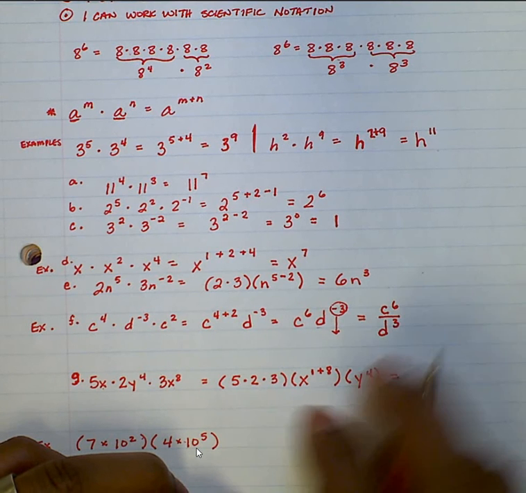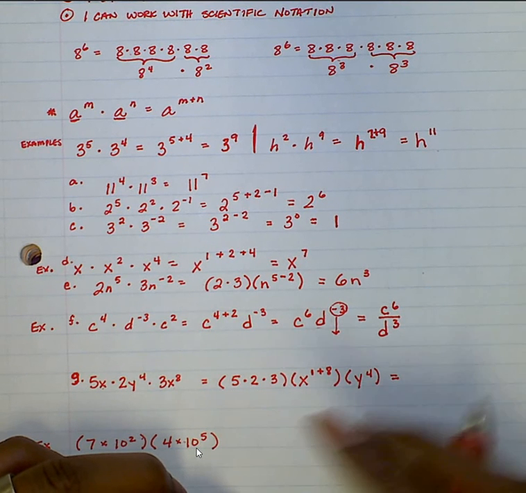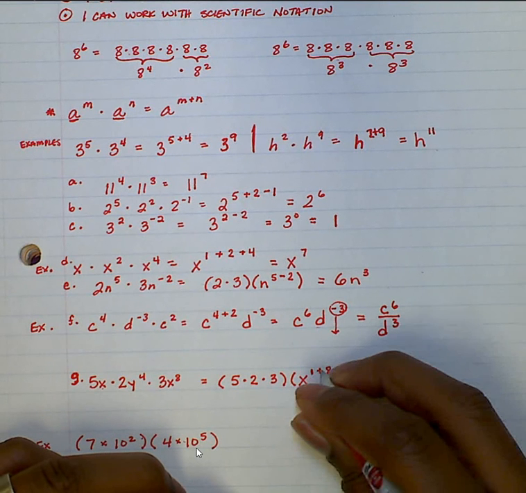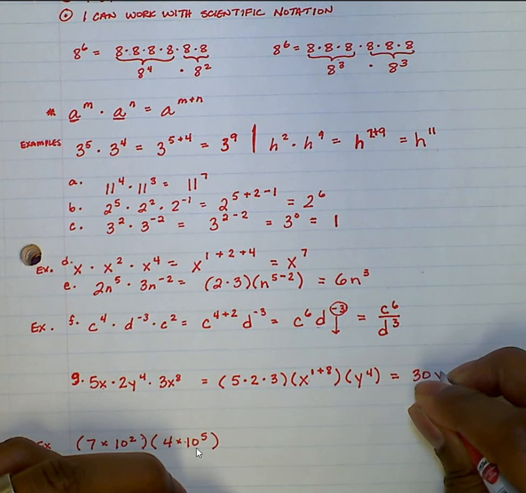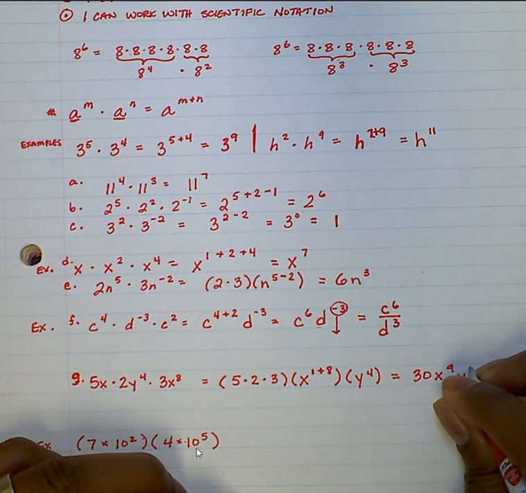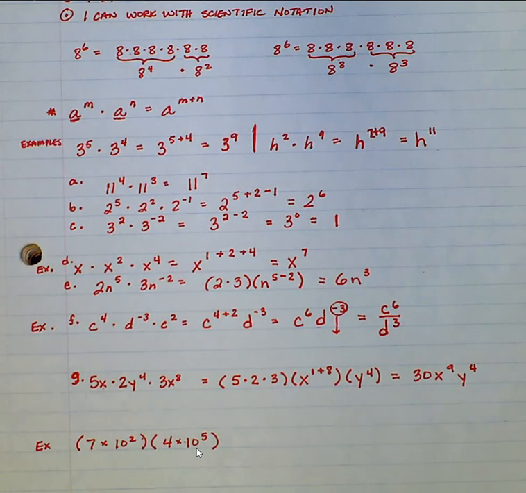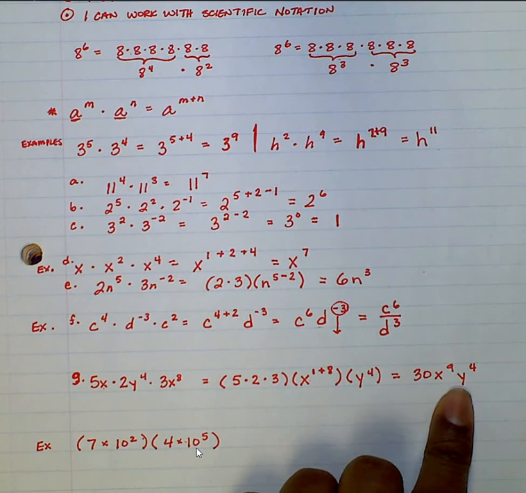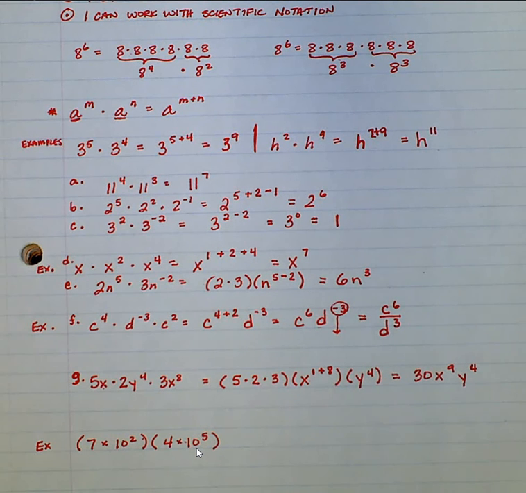So 5 times 2 is 10, 10 times 3 is 30, x to the 9th, y to the 4th. And there's no real rule, but as a rule for myself, I like to make sure I keep my variables in alphabetical order, because that's just a way to organize myself, that I've gone through everything that I need to go through.